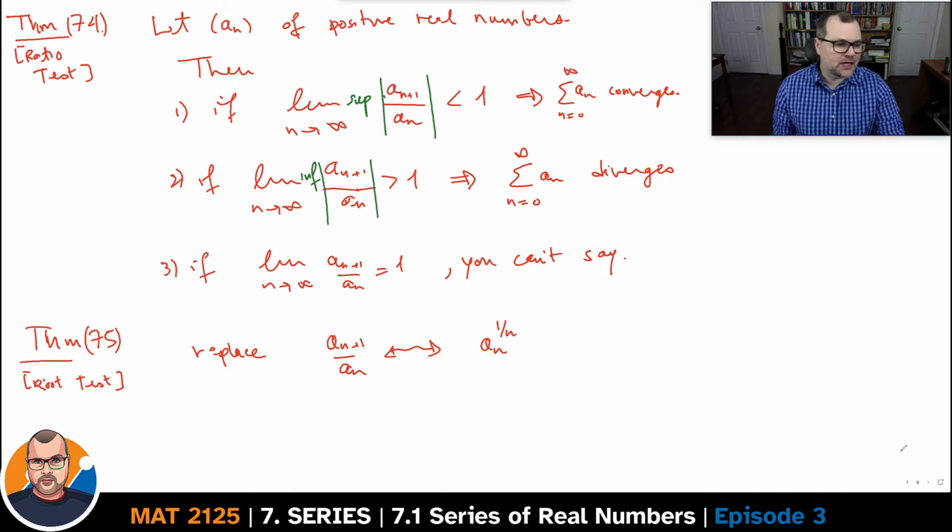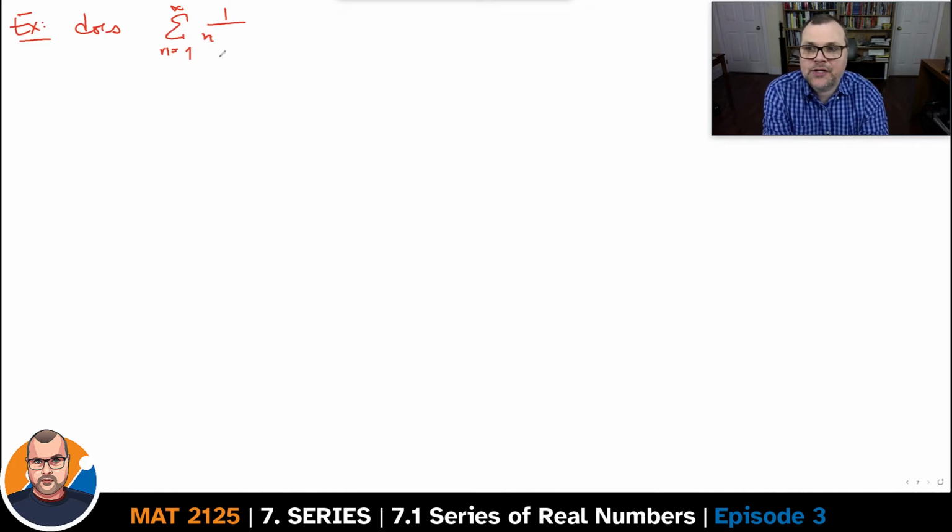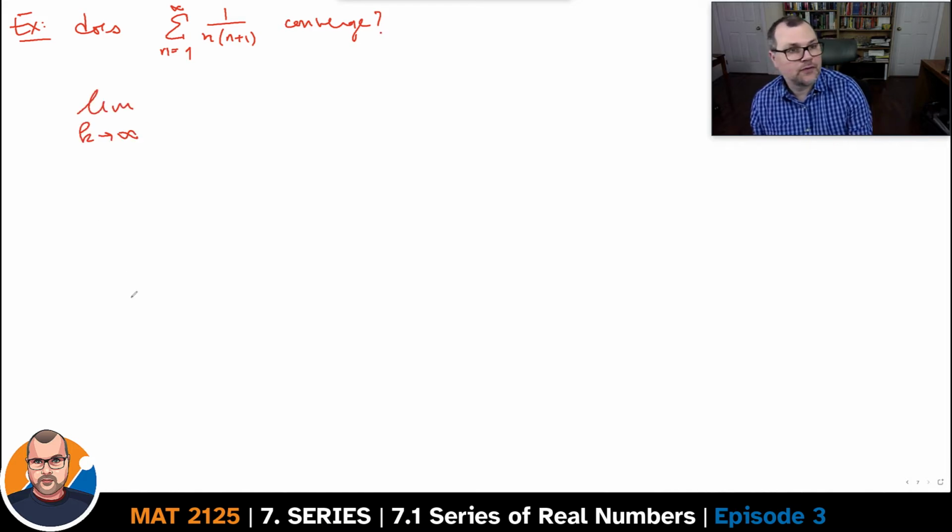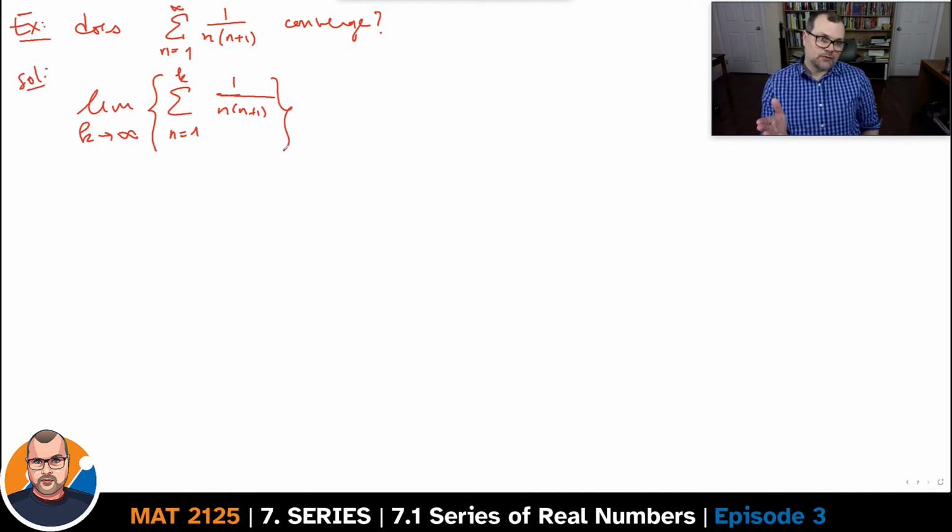Before I prove this, let me discuss the convergence of one specific series. Does the series 1 over n times n plus 1 converge? Well, it will converge if the sequence of partial sums converges. So we're interested in computing this limit here, right? We sum up the first k terms, and then we let k go to infinity. That's how we know if a series converges or not. That's the definition of convergence.